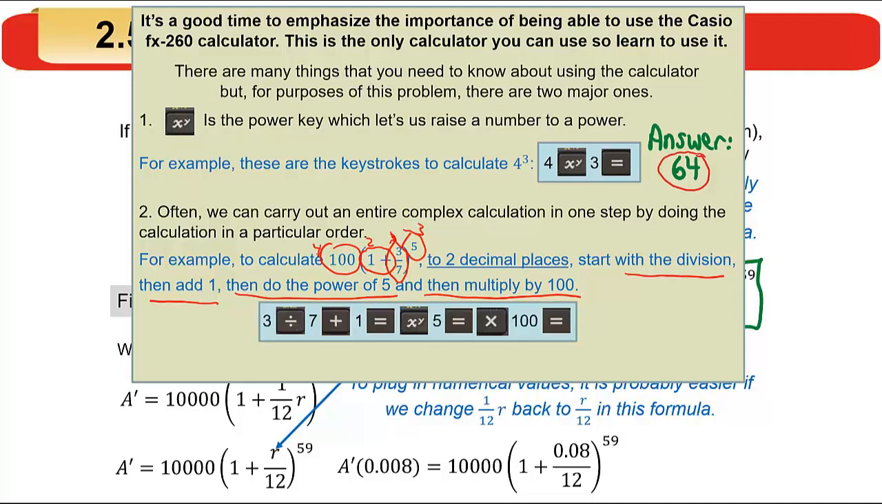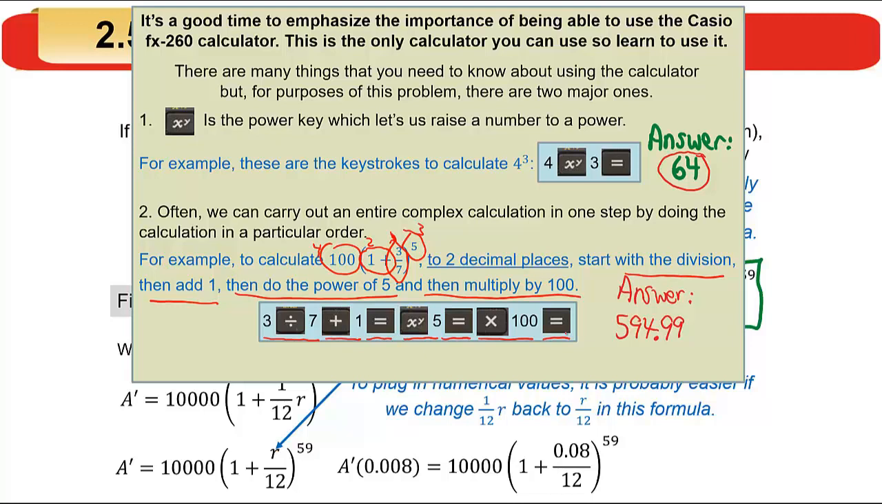So let's do that. The keystrokes would be 3 divided by 7, then you do the addition of 1, then you have to press equal to get that result to show up in your calculator display. Then you're ready to raise the power of 5. To get that answer to show up in your display, you have to press the equal sign. Then you times by 100, and when you press equal, you will get the result right there in your calculator display. And it'll turn out to be 594.99.